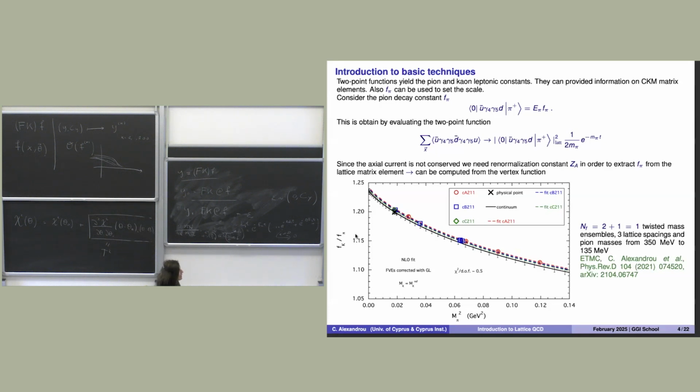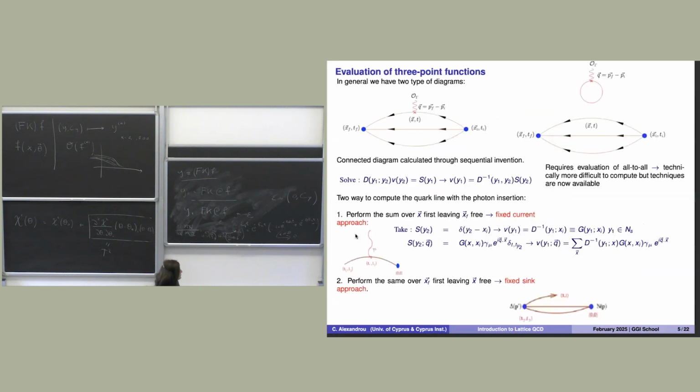So 3 lattice spacings, continuum limit, everything looks fine. I get the experimental value, so this is the point here. It should be at 0. I mean, no, this is the physical. No, the physical pion mass is here. So this is the physical value. So I hit it. Everything is fine. Okay?